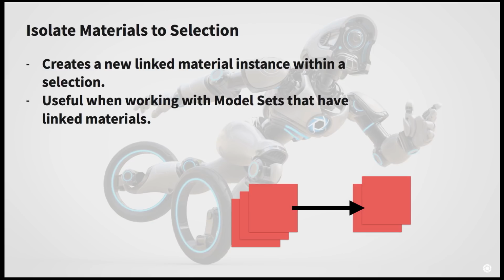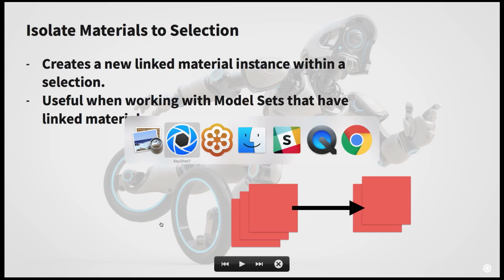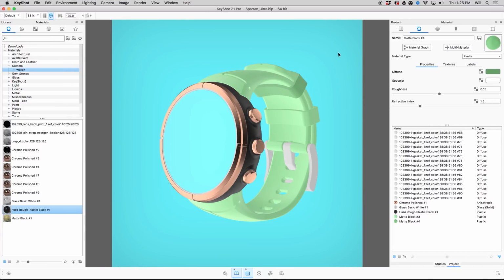We can create a new group of linked materials within a selection, which sounds maybe a little confusing, but I can show you exactly what that looks like. There's a number of scenarios where this might make sense, and the more complicated your scene or the more parts your scene may have, the more likely you are to use this feature, I think. So let me go ahead and copy.